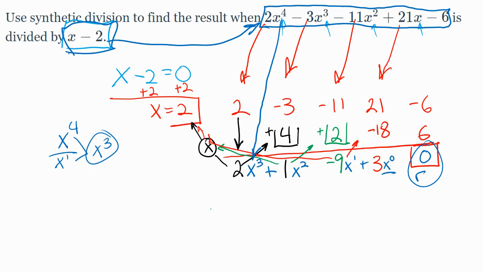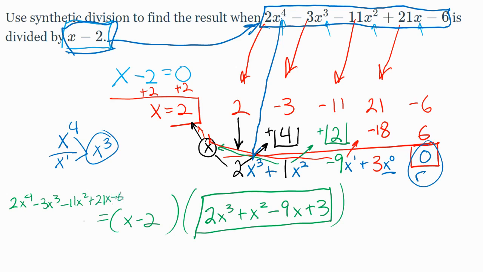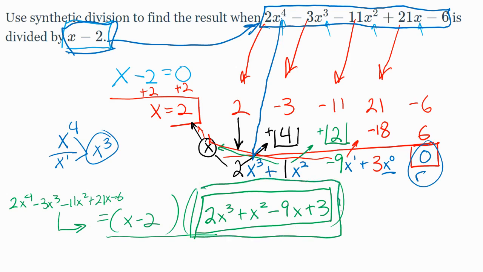And then our final answer of division is 2x to the 3rd plus x squared minus 9x plus 3. This is the result of division. And if I had asked for factored form, we would just put that in parentheses and then just say times x minus 2. That is the factored form of the original polynomial, 2x to the 4th minus 3x to the 3rd minus 11x squared plus 21x minus 6. But again, if I said factor, that would be the result. Here we just said divide, so what is inside the box is what we were looking for, the result of division.